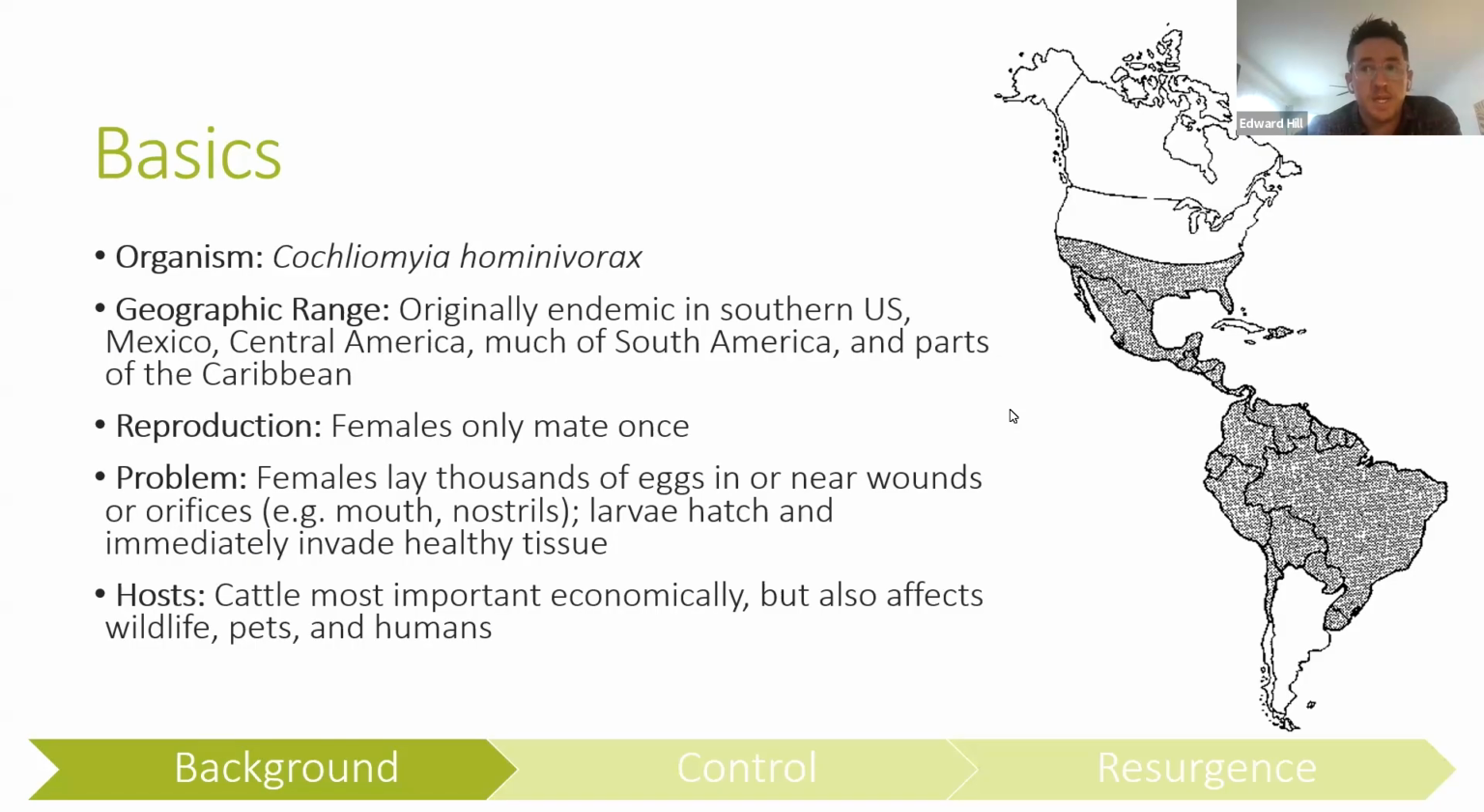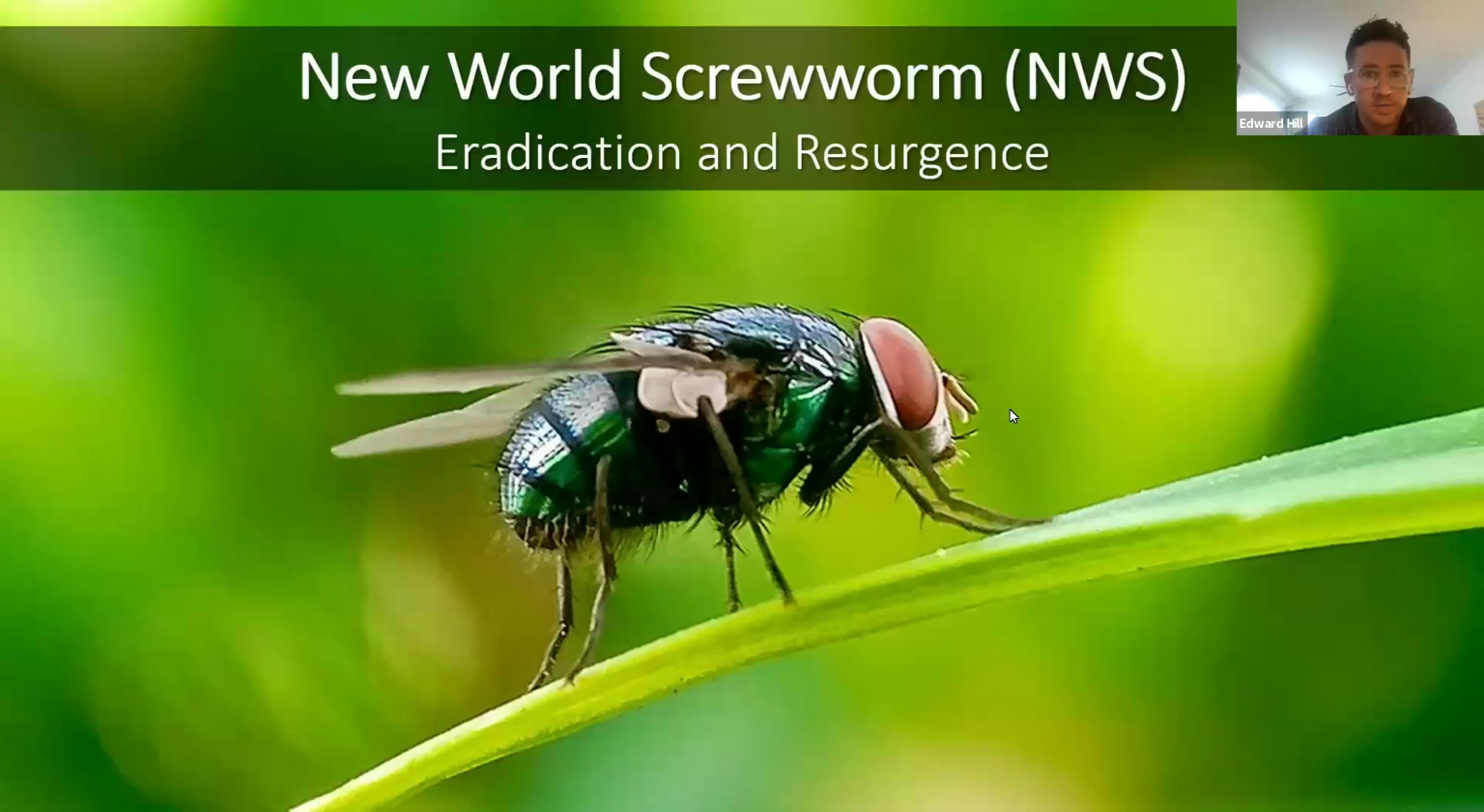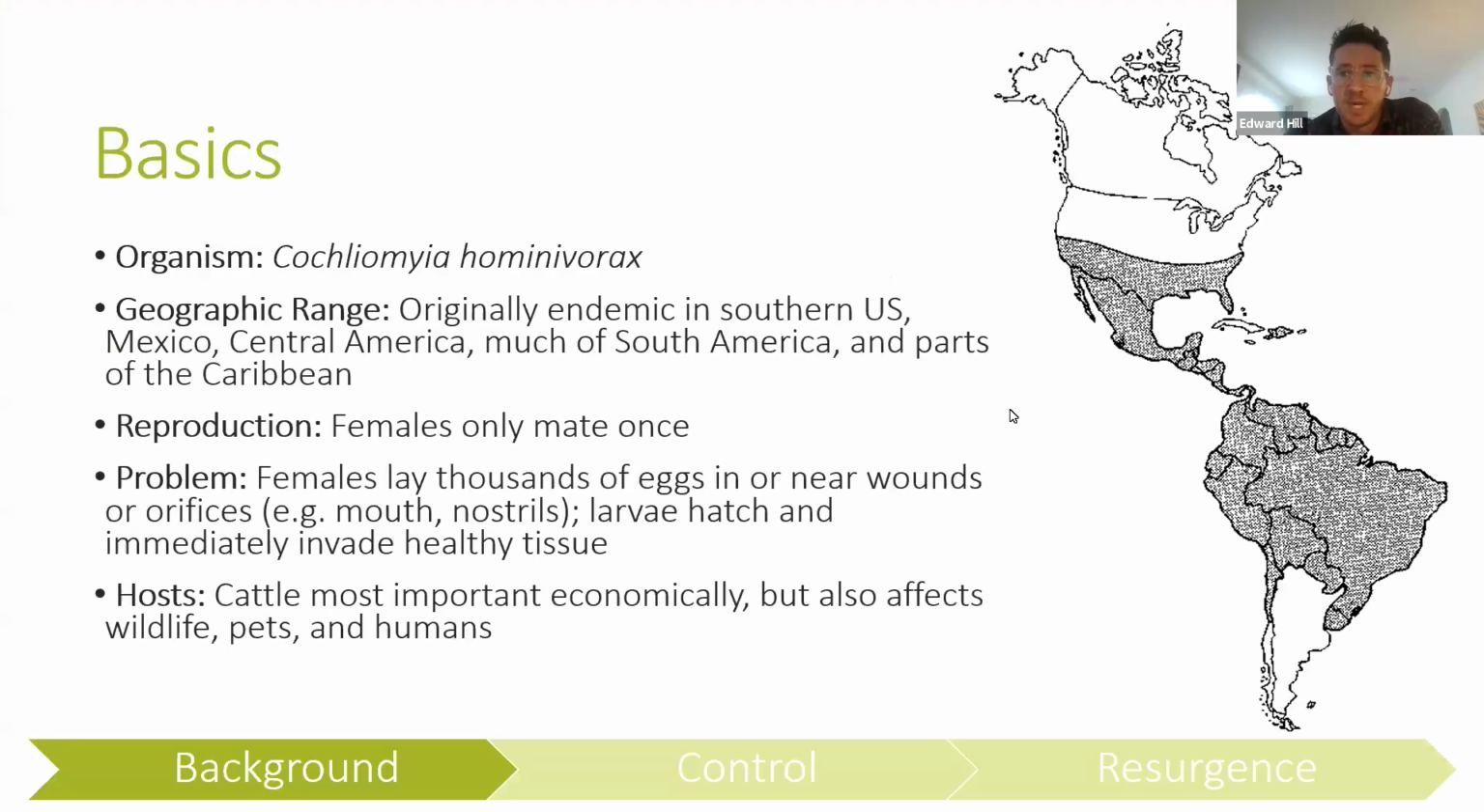The New World Screwworm fly is about the same size as a common housefly. Let's go back to the picture actually. It has these big orange eyes. It's generally metallic green or blue, and it has three black stripes at the end of it. The term screwworm refers to the screw-like shape of the maggots that feed on the host animals.